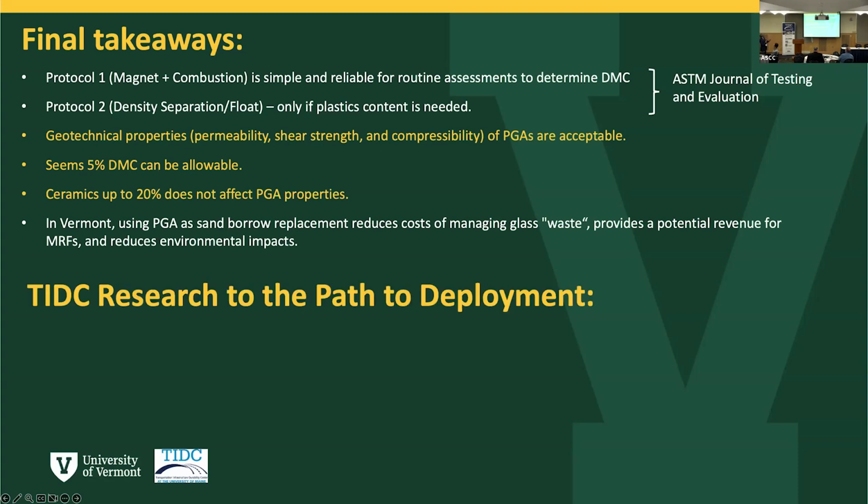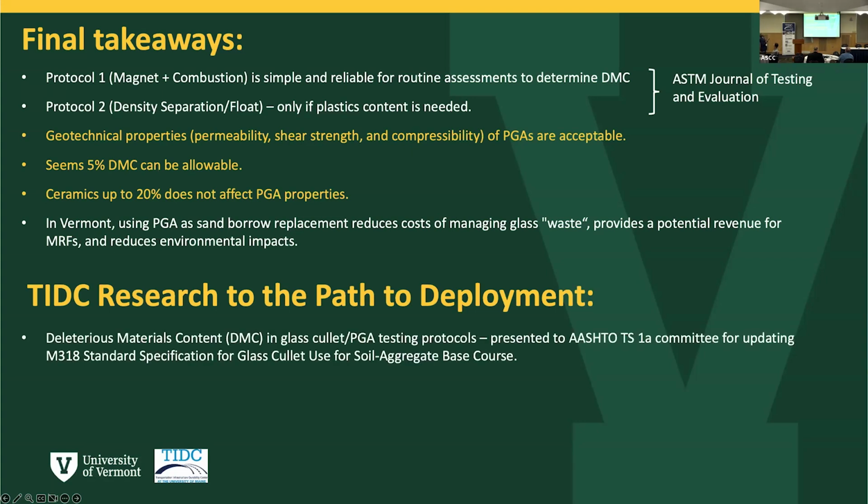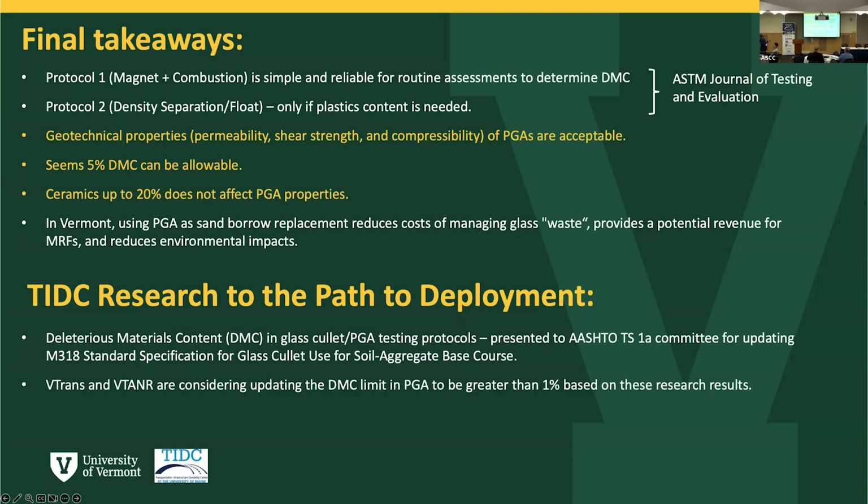Since the session is about taking TIDC research to the path of deployment, with the help of VTrans, we met with the AASHTO 1A committee and presented our results. They are considering replacing the visual classification method with these protocols right now. Both VTrans and the Agency of Natural Resources of Vermont are collaboratively considering increasing the limit of PGA from 1% to a little higher. And hopefully that will break the barrier and people will start using it once VTrans starts using it in Vermont.